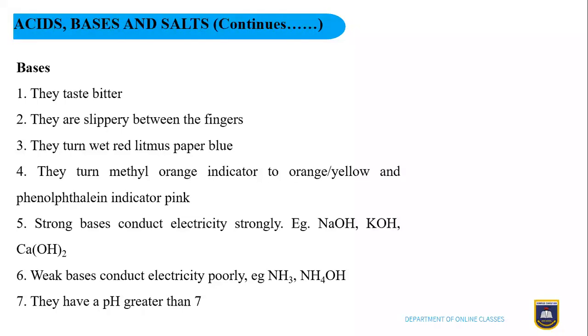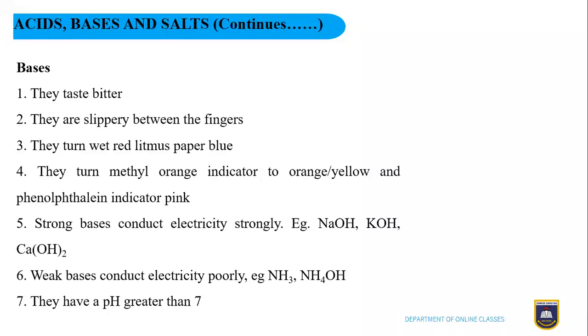Strong bases, just like strong acids, conduct electricity strongly. Sodium hydroxide, potassium hydroxide, and calcium hydroxide are examples. I've already told you that the group 1 and group 2 metal hydroxides are the strongest bases we have. All other bases are weak. Weak bases conduct electricity poorly. Example, ammonia. Ammonia is a good base, but it's a weak base. It's one of the commonest bases we have in the laboratory. We have sodium hydroxide too. It's also a base, but it's weak because it's not part of the strong ones I gave you.